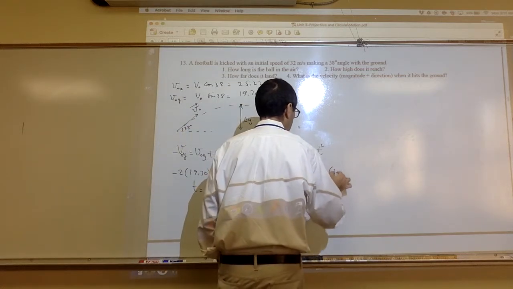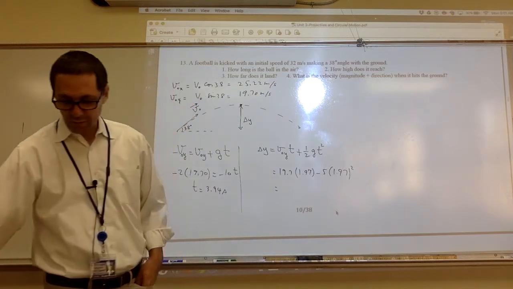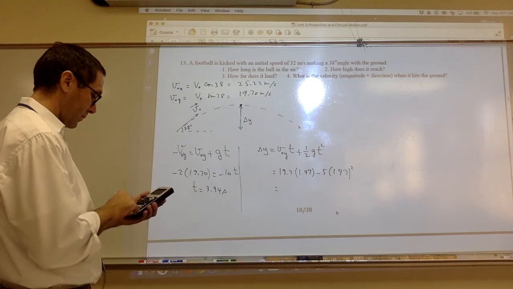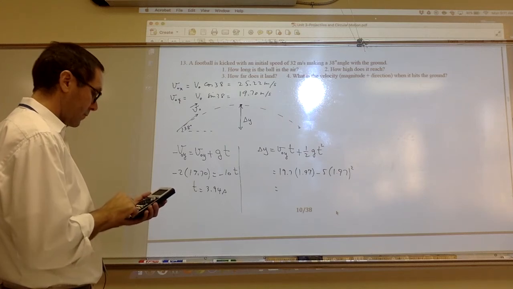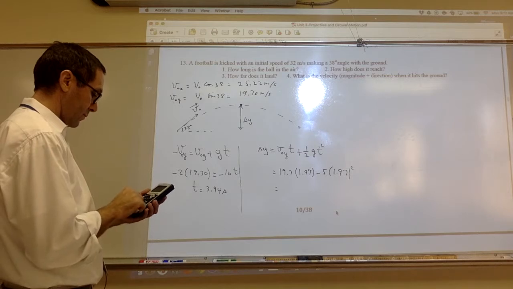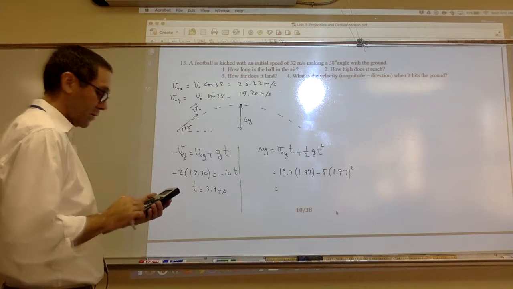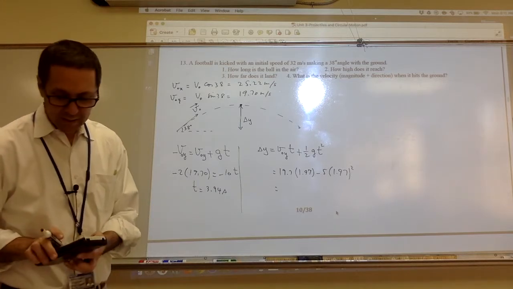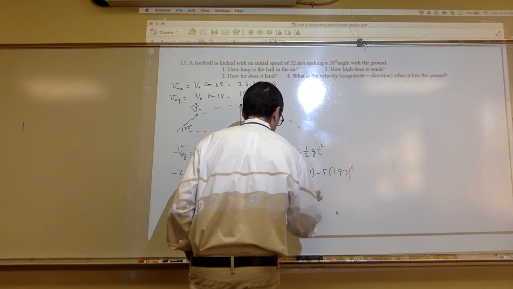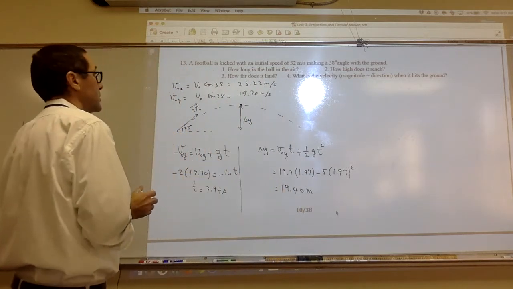Minus 5 times 1.97 squared. And if we do the math, we should get 19.41 or 40 meters. So that's how high it's going to go. You could have done it with other equations.